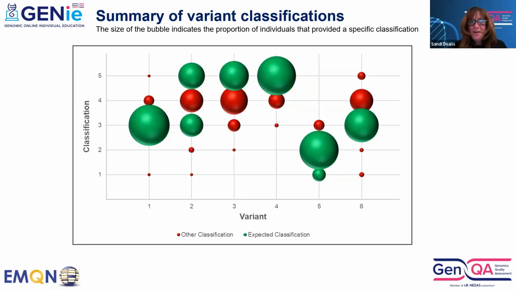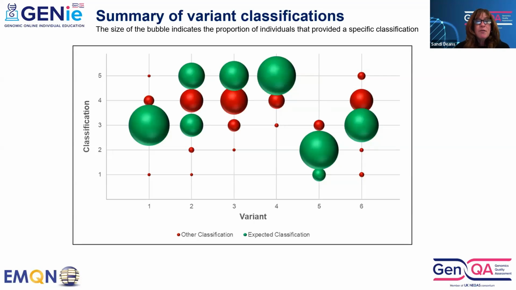Great, Kathleen, thank you very much indeed, and Arjun and Miranda as well. So just to summarise, it's always really nice to be able to have an overview of what classifications were submitted by all the participants. So here we have our bubble plot. The larger the bubble, the greater the number of individuals who classified those variants, and anything in green is highlighted as the accepted or expected classification, and anything in red is not considered to be correct.